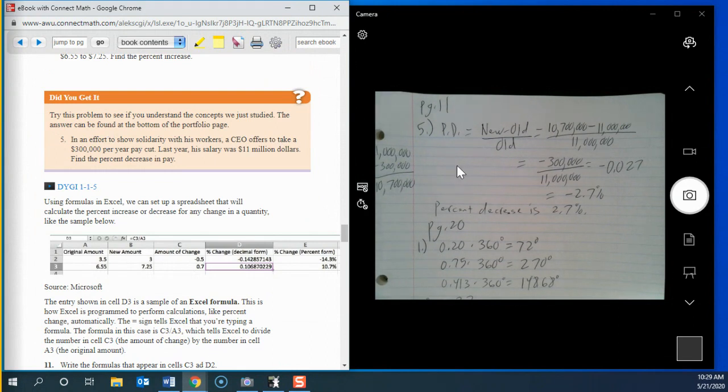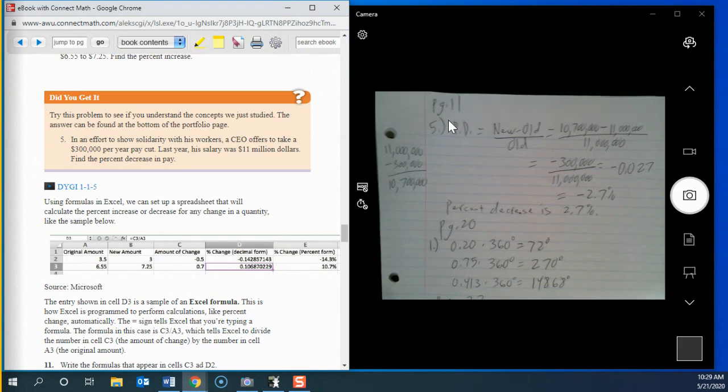Okay, I already did this problem. I marked it as page 11, just in case you don't have your course pack. And we did percent decrease, which I did abbreviate. The formula is the new value minus the old value divided by the old value. So he's taking a $300,000 a year pay cut. So we would take the 11 million minus 300,000, which gave us 10,700,000. Okay, so now our new value is 10,700,000 minus the 11 million, which is the old value, divided by 11 million.